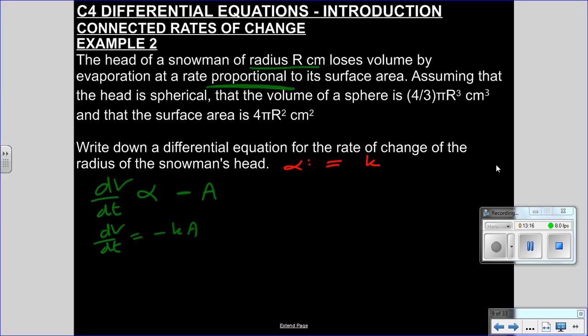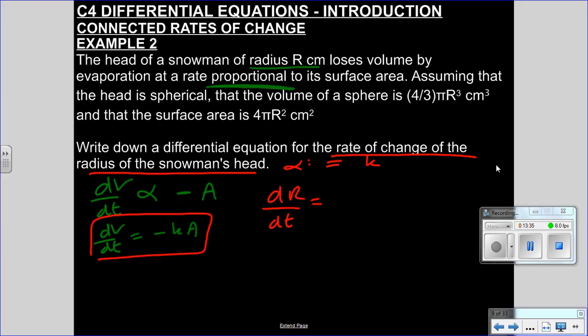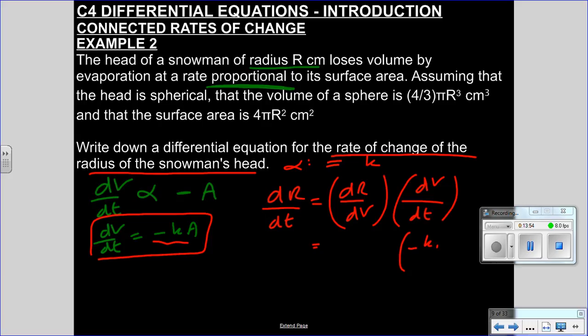We know what we're trying to find. We're trying to find the rate of change of the radius of the snowman's head. So the radius we know is r. So we want the rate of change of the snowman's head. We need dr over dt. I know dV by dt. So by the chain rule, what we want on the top, what we want on the bottom, and now we need a common variable, and it makes sense to use dV. So we know dV by dt, we've got it here. That's minus k lots of A, so minus kA.